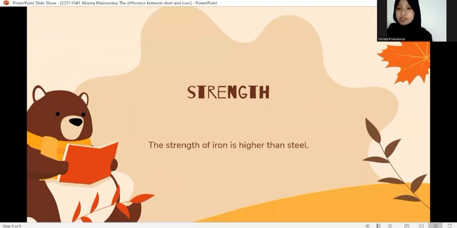The second is strength. The strength of iron is higher than steel. Why is that? Iron is stronger than steel because the higher the carbon content, the higher the strength, like iron, which contains more carbon than steel.